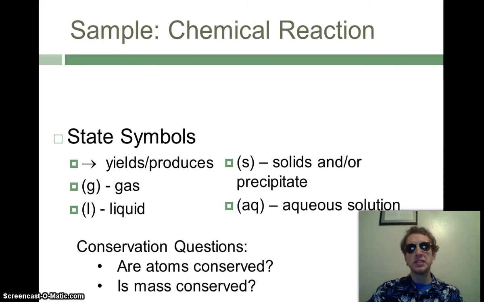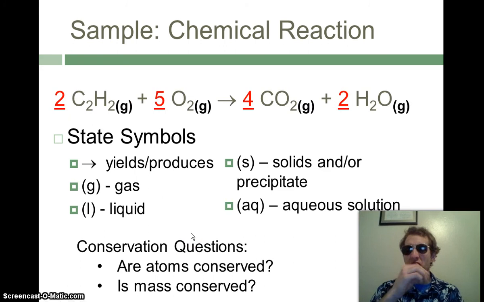Alright, let's talk about some reactions. So, we've got a sample reaction for you here. We've got a hydrocarbon reacting with some oxygen to make some carbon dioxide and some water. But you'll notice that there's some extra information in here. We've got these little letters, these little G's. Well, those mean something to us, and we haven't quite talked about what those are yet, but we're going to do that today.